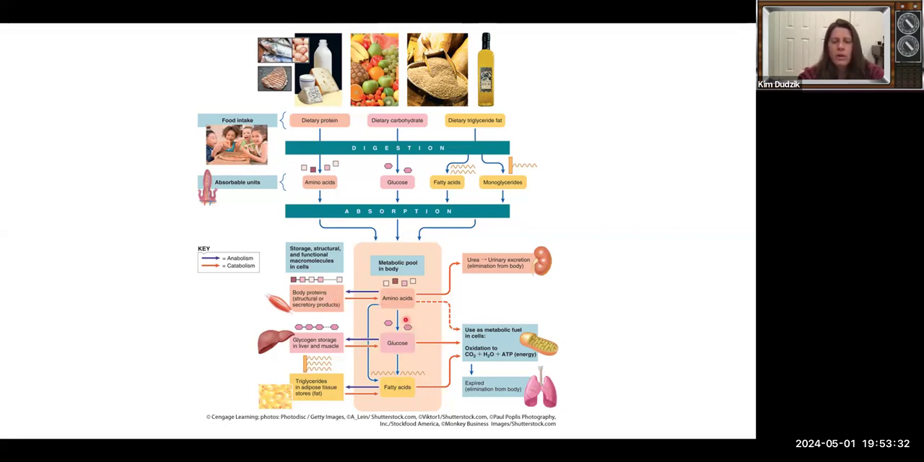Then we can also, again, put them directly and use them as metabolic fuels in our cells. Amino acids can go into the Krebs cycle. Glucose will start with glycolysis. Fatty acids as well can go into the Krebs cycle. However, again, when we eat a meal, much of this is in excess and our cells can't use it up right away. So what we want to do is store it.